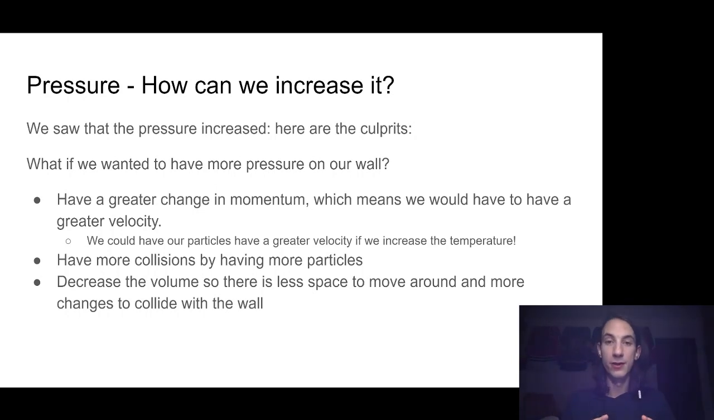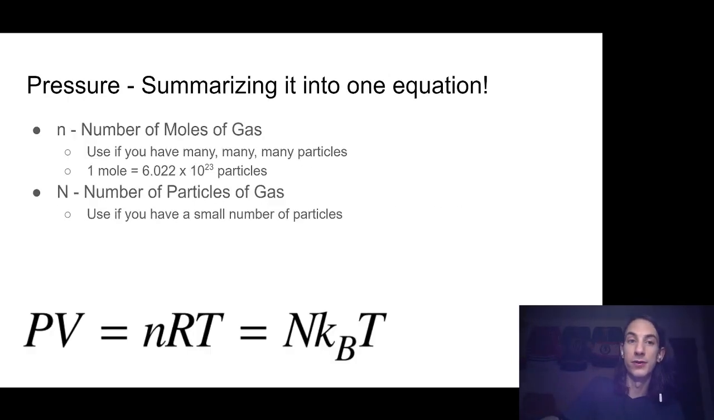If we decrease our volume, there's more of a chance that our particles will collide. So what we can do is summarize it into this one equation that we're very used to, this ideal gas law, this PV equals nRT, whatever you want to call it.